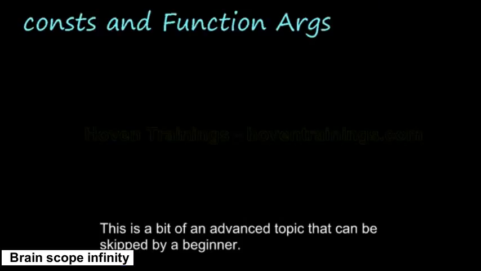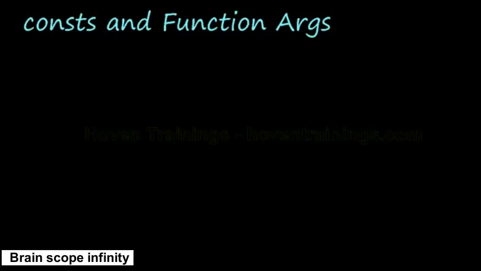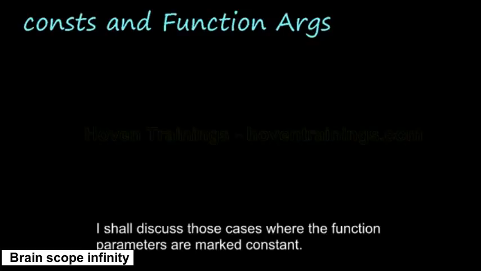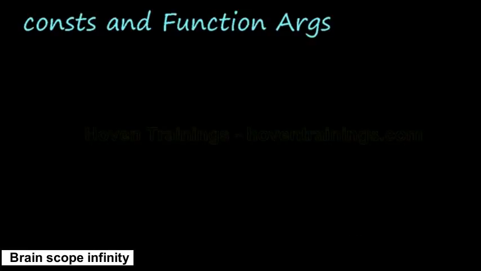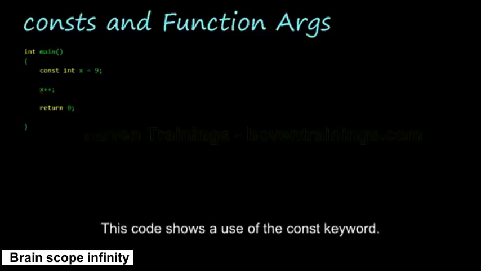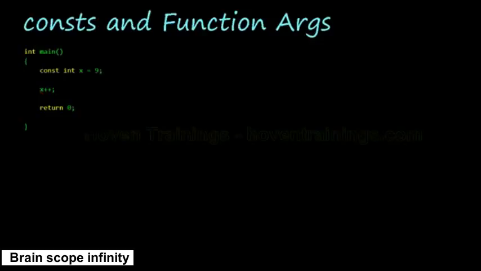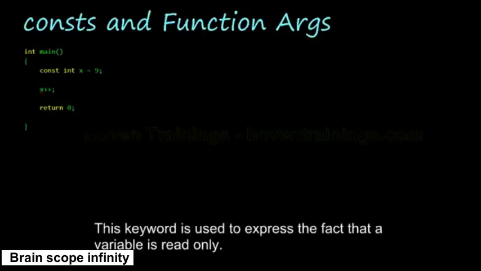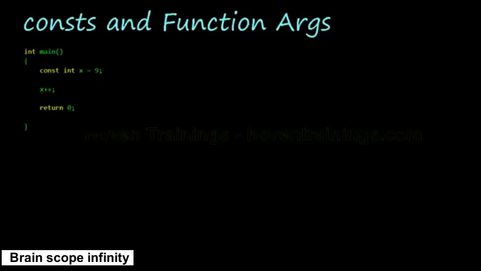This is a bit of an advanced topic that can be skipped by a beginner. I shall discuss those cases where the function parameters are marked constant. This code shows a use of the const keyword. This keyword is used to express the fact that a variable is read-only. It cannot be changed. This is a compiler error.